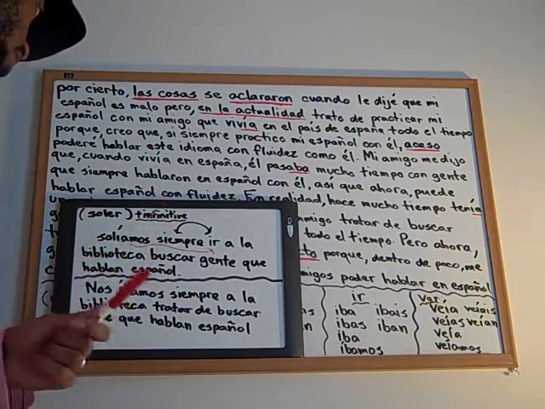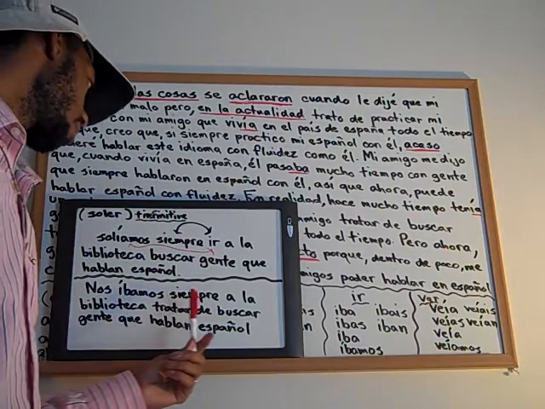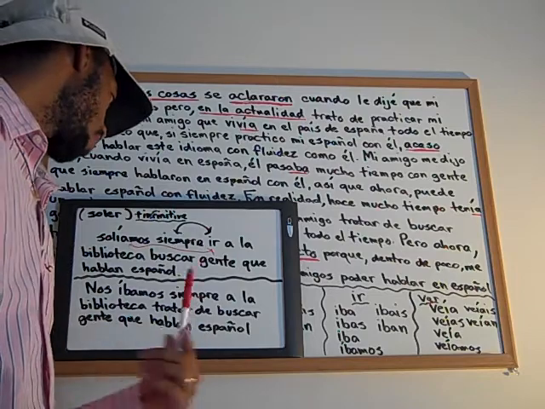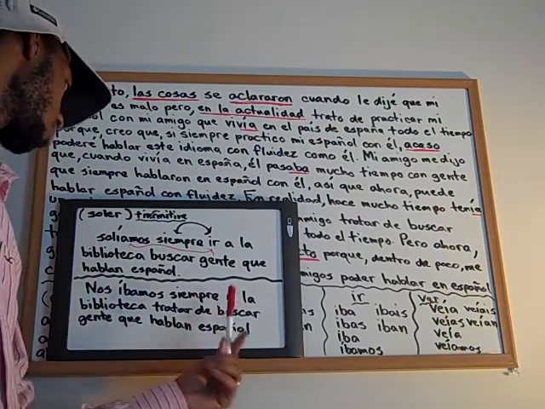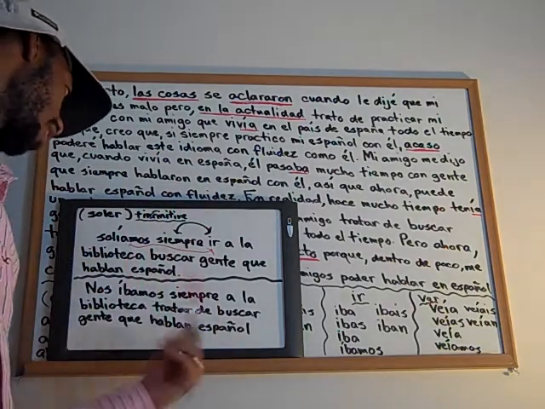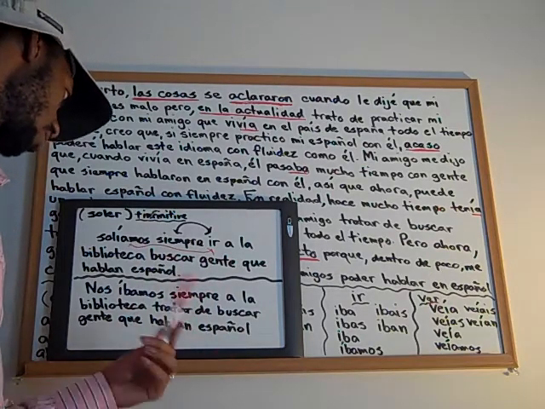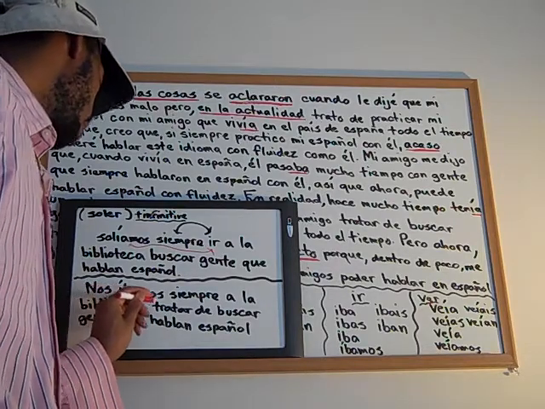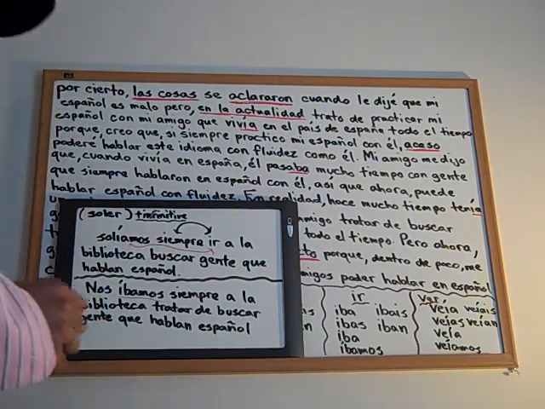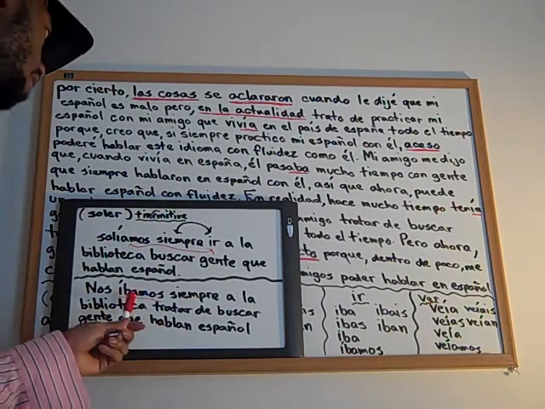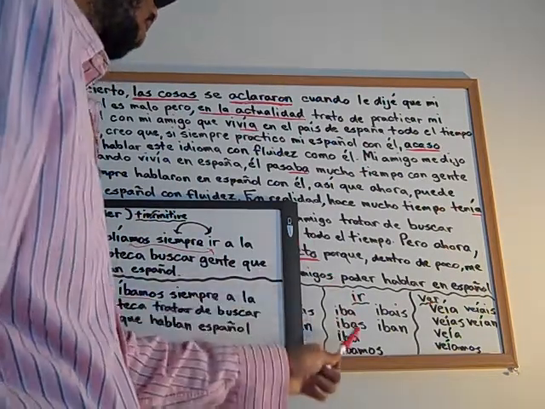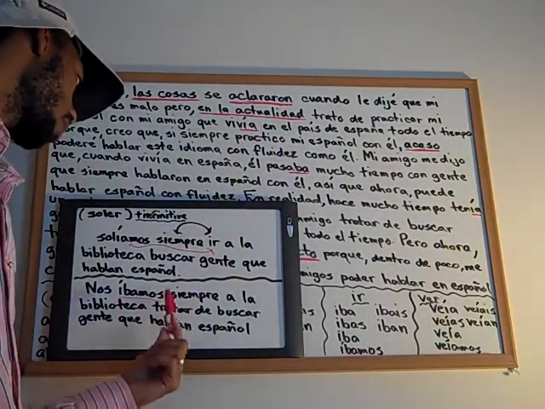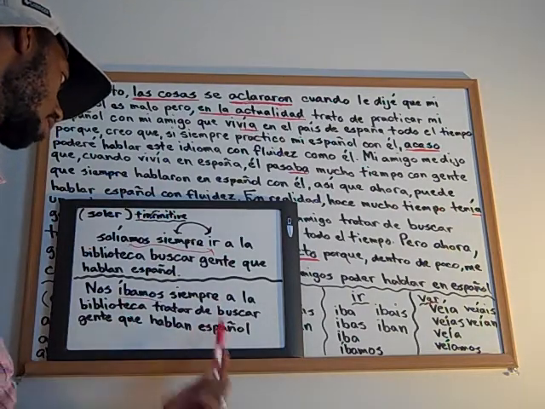ending of it. So here, nos íbamos siempre a la biblioteca tratar de buscar gente que hablan español. So we used to always go to the library to try and find people that speak Spanish. So íbamos, as you can see, I use íbamos this time instead of solíamos. Okay, either way you can do it. And the íbamos, that's irregular. Okay, íbamos, we used to go. Nos íbamos siempre a la biblioteca tratar de buscar gente que hablan español.